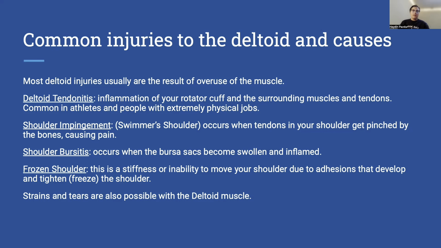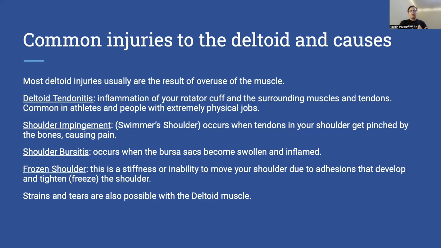Another common injury of the deltoid in the shoulder is shoulder impingement. This is also known as swimmer's shoulder. We see it very commonly in swimmers who are very active, swimming every single day. This occurs when the tendons in your shoulder get pinched by the bones, causing pain. Another injury that is very common is shoulder bursitis. This occurs when the bursa sacs become swollen and inflamed in your shoulder.